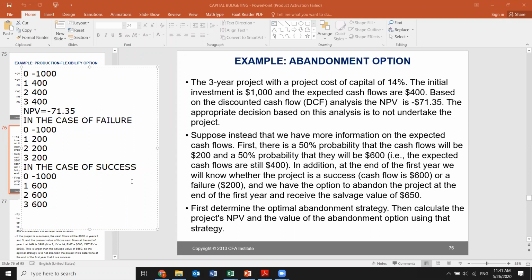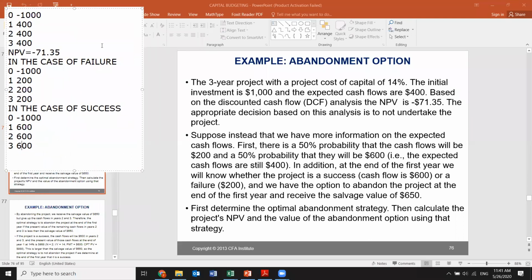So we have the option to abandon the project at the end of the first year and receive the salvage value. Once 1 year has passed, at the end of this year, we can sell the project and receive the salvage value, which is $650. This is our option. Then first determine the optimal abandonment strategy, then calculate the project NPV and the value of the abandonment option using the strategy. So we need to come up with a certain decision.